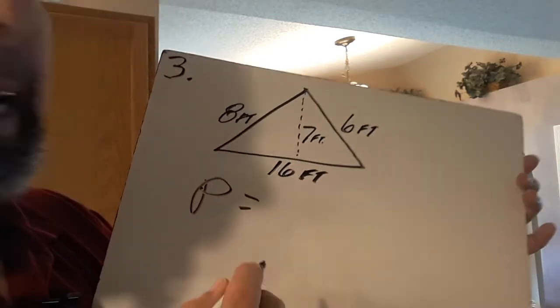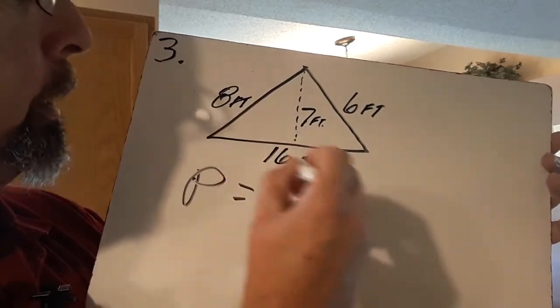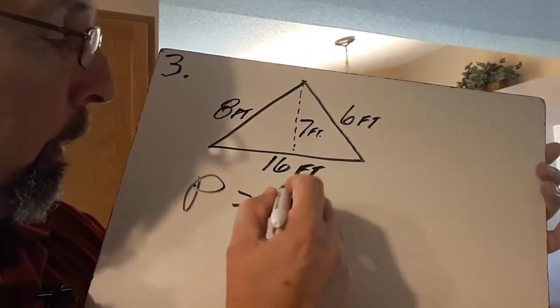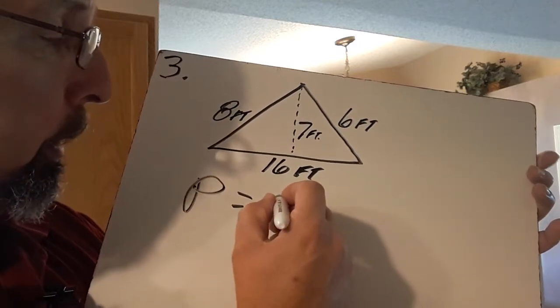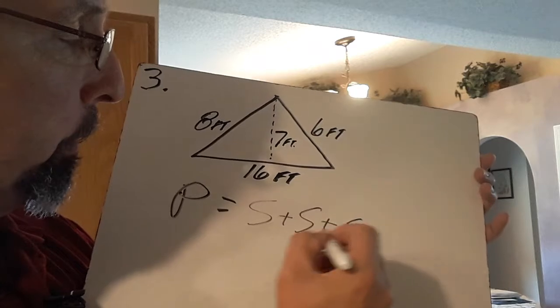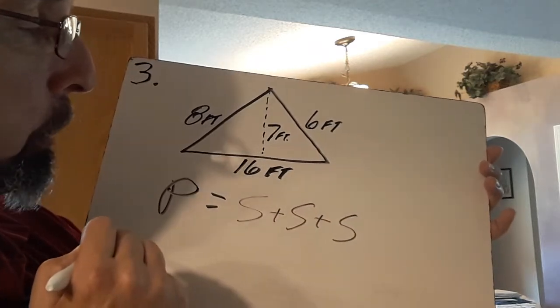Perimeter of a triangle. Perimeter of a triangle. You just add the 3 sides together. Just add the 3 sides up. So the formula is side plus side plus side. All right? Add the 3 sides together.